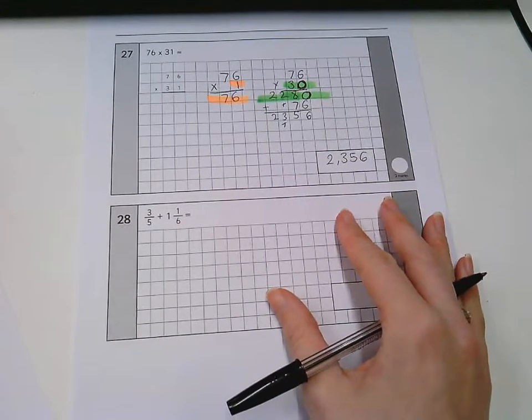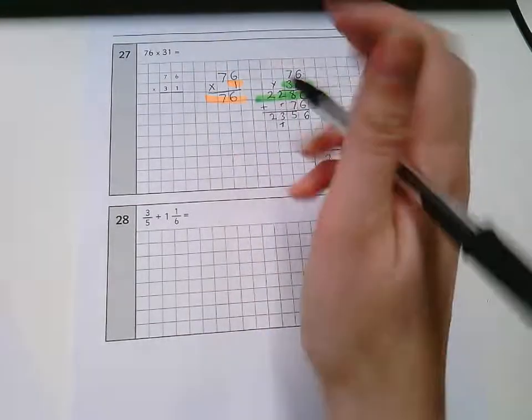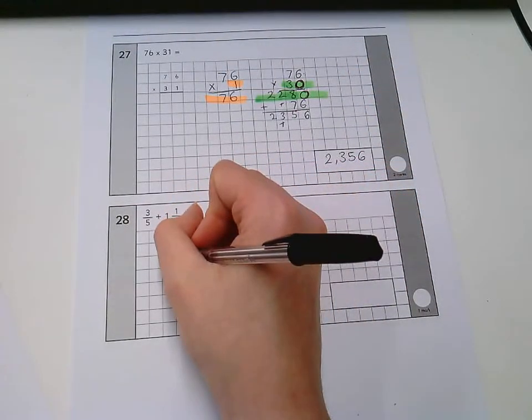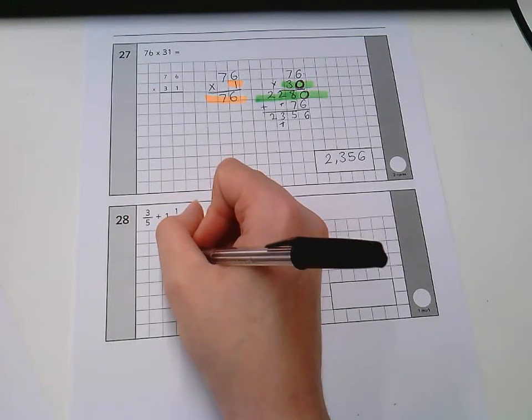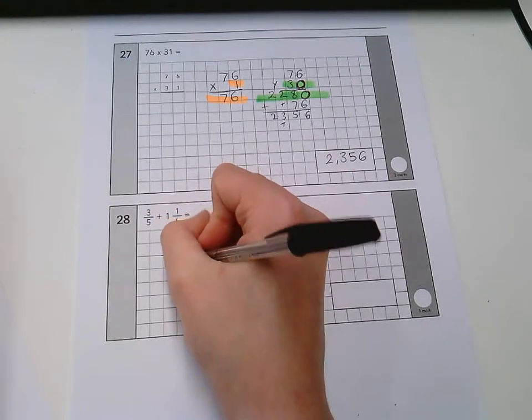Right, adding fractions, we can definitely do these. Can we add them straight away? No, because the denominators are different. So my common denominator is going to be 30. Yep, definitely 30. So I'm going to write these down.